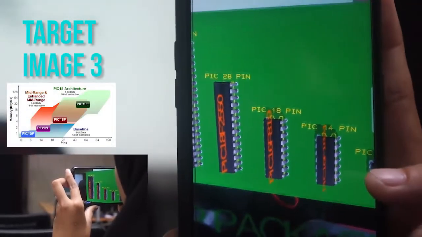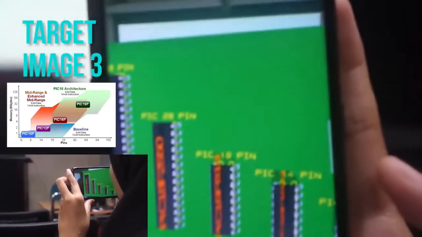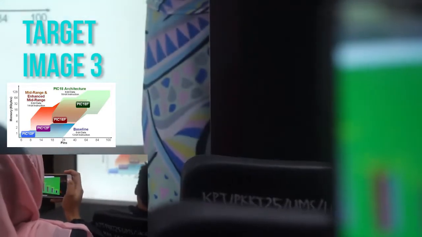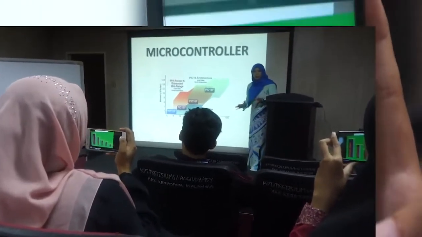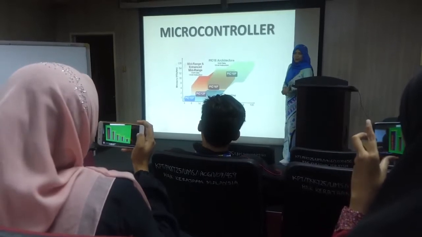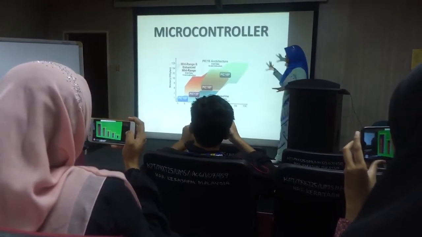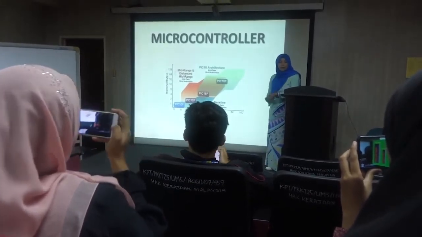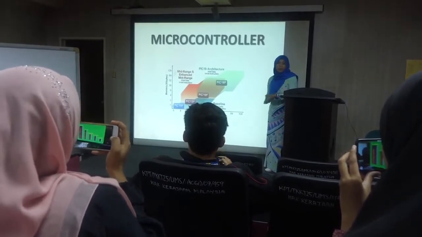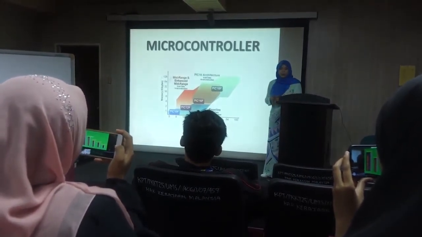This is the PIC family. Start from PIC 10F, then 12F, then PIC 16, PIC 18. And for our syllabus, we are going to learn on PIC 16F or PIC 18F. For our polytechnic, we are going to focus on PIC 18F. So you can see from the apps something about this IC. Each of the IC have their own architecture. Some IC have 8 pins, some IC have 48 pins. So each of them have a different architecture and different technology.